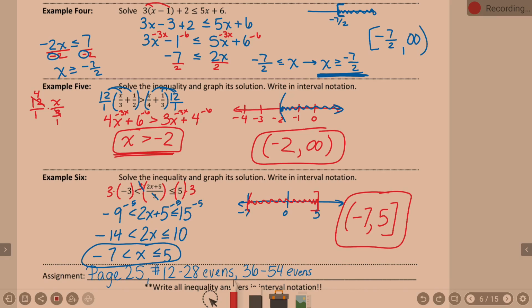Bring back questions tomorrow. Show steps. I want to see work. I want to see steps. Read the directions. Where do I need graphs? Interval notation for all inequality answers. Have I hit everything? I see 4 graphs. The first 4 inequalities, 36, 38, 40, and 42, show graphs on my page. Everything else is just interval notation after that.